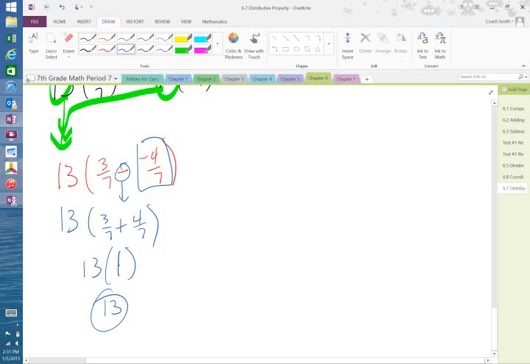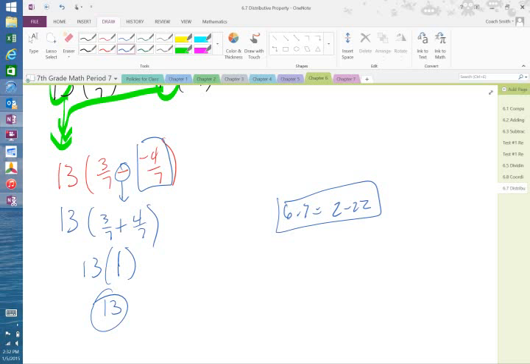Alright? So we are doing problems 6.7, 2 through 22. That is your homework. Everybody look at number 2. Number 2 says, match the expression with the equivalent expression.